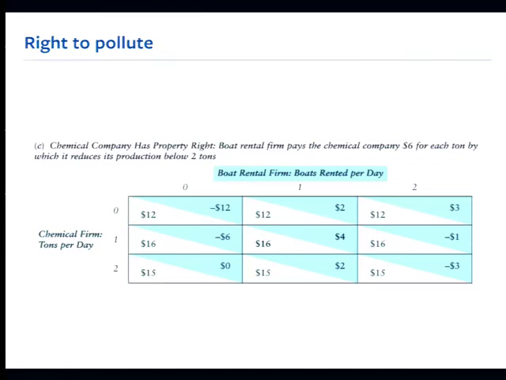P heart, price is lower, right, and more should be produced, which is the exact opposite from a negative externality where price is higher and less should be produced, right? Makes sense. Positive goes in one direction, negative goes in the other direction.